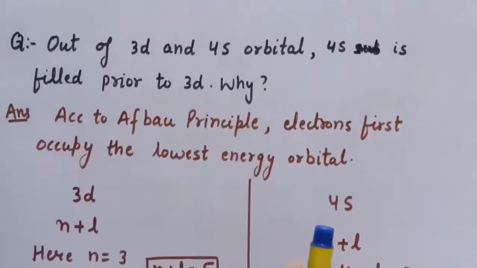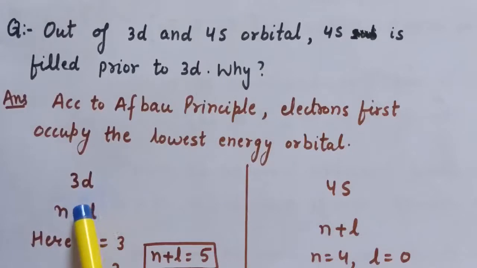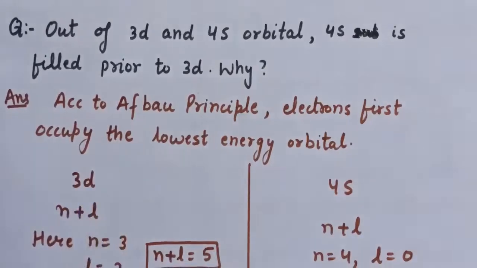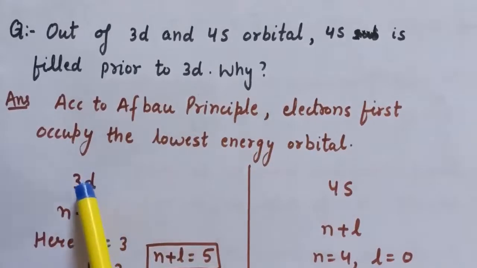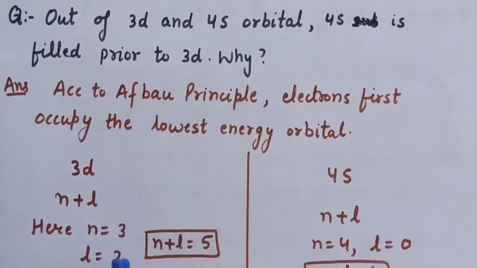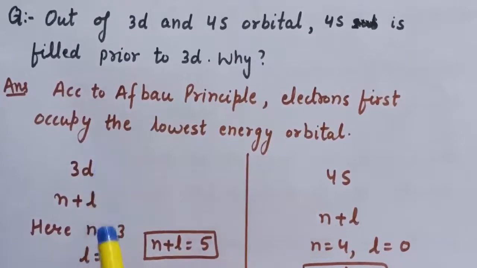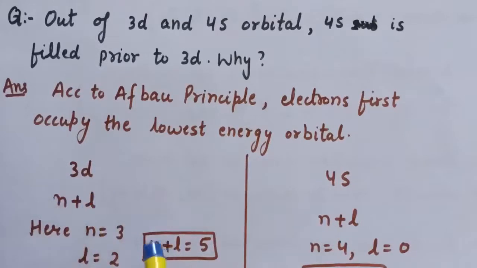So here for 3d, n plus L value, where n is the principal quantum number and L is the azimuthal quantum number. In case of 3d, the value of n will be 3 and the value of L for d is 2. So when we calculate the n plus L value for 3d, it comes out to be 5.